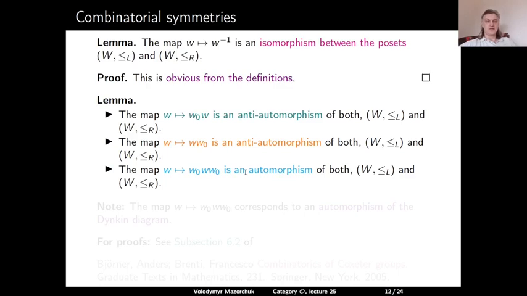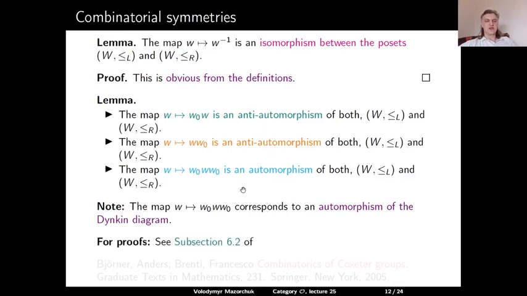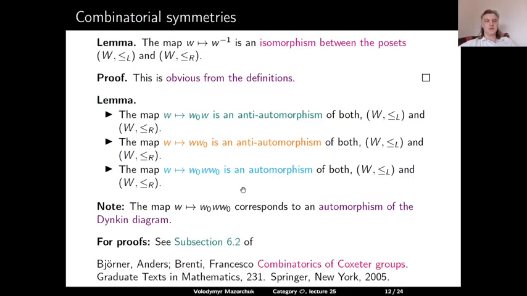The last property is really easy because it corresponds to an automorphism of the Dynkin diagram, and hence follows directly from the fact that Kazhdan-Lusztig combinatorics is defined in terms of the Dynkin diagram. And for the proofs of the first two claims, I refer to subsection 6.2 in the book of Björner and Brenti. So these are certain combinatorial assertions which one needs to go through.